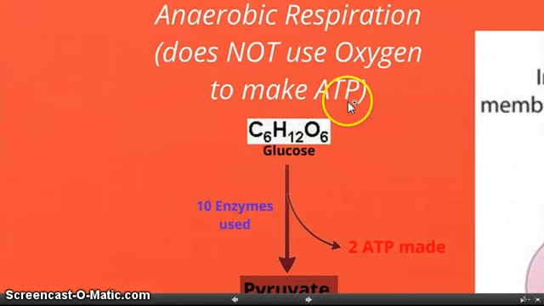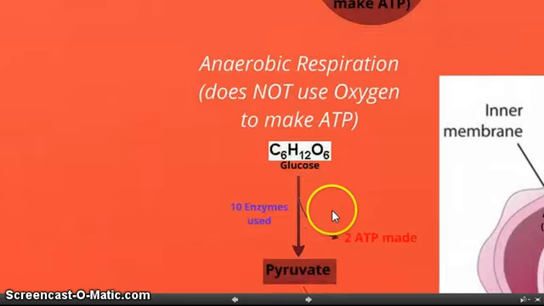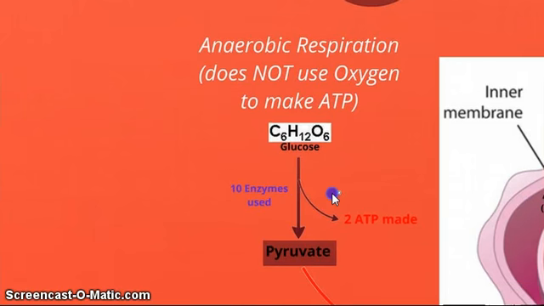Okay, so anaerobic respiration, even though it doesn't use oxygen, it can still make some ATP, just not a lot. Alright, so we start off with glucose, C6H12O6, but no oxygen is involved in this process. Let me back up so you can actually see this whole thing here.